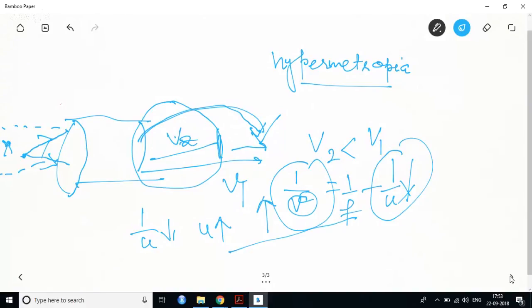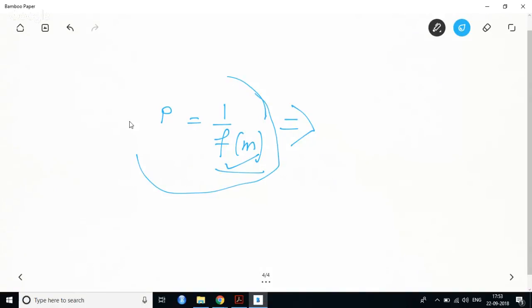What is the formula? Always remember, P is equal to 1 by F, and this F is in meters. Many of you get it wrong. I have given this question in the examination also. You write F in centimeters and come out of the examination hall, which should not happen, guys, please. So please remember these formulas very properly, where you have to keep meters and where you have to keep centimeters, so that you don't make silly mistakes in the exam.